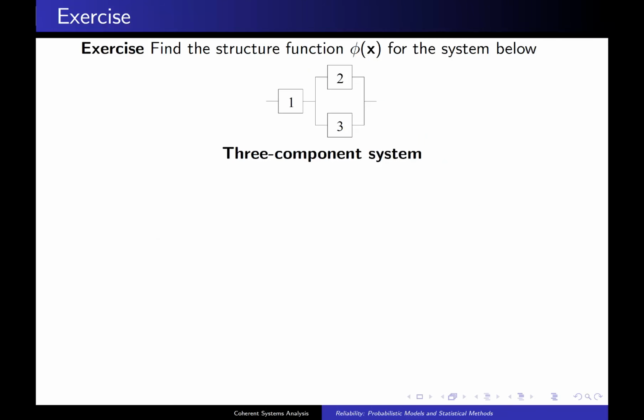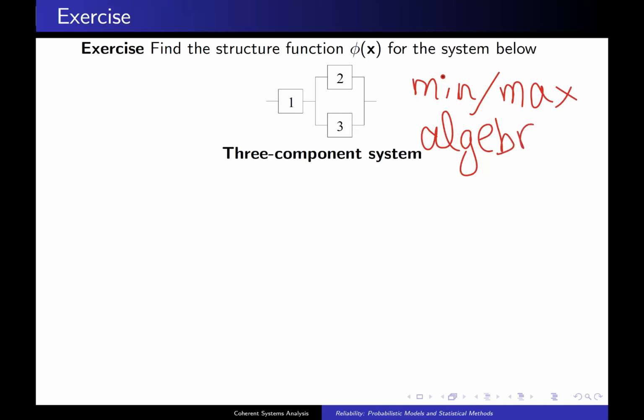Here's an exercise. Find the structure function phi of x for the system below. So there is a 3-component system, and we want to do the structure function 2 ways. We want to do it in terms of minimums and maximums, and also we want to do this algebraically.